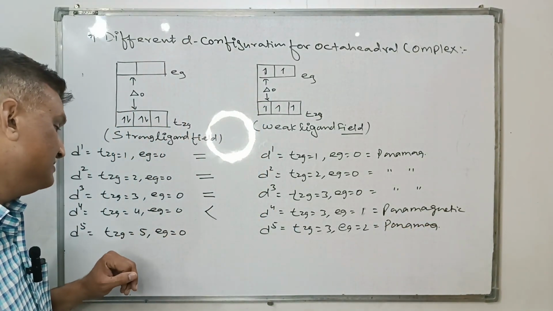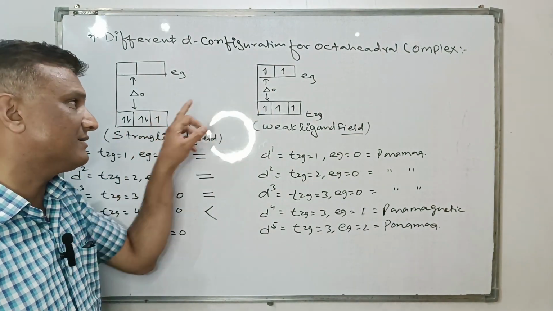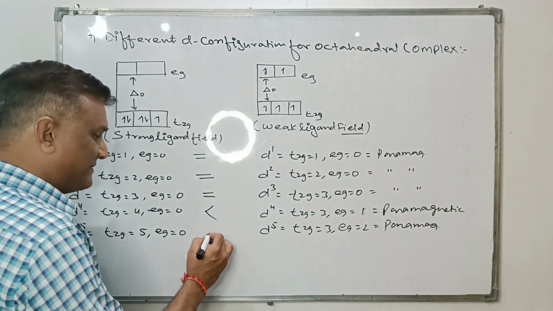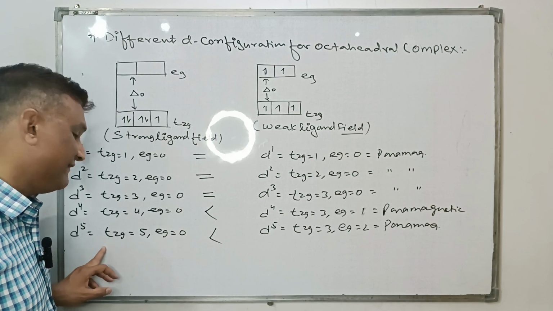What is the major difference? Here is the low spin complex, here is the high spin complex. Here is just 1 unpaired electron, here are 5 unpaired electrons. So its paramagnetism will again be higher than the strong ligand field, as a D5 electronic configuration.